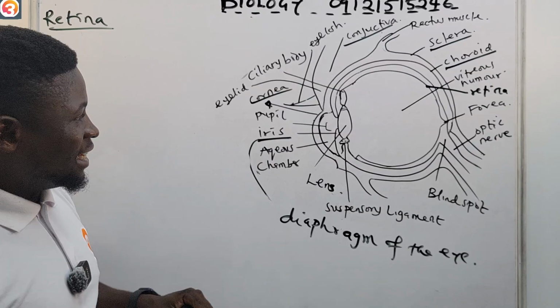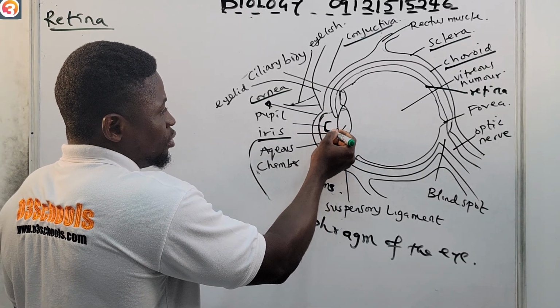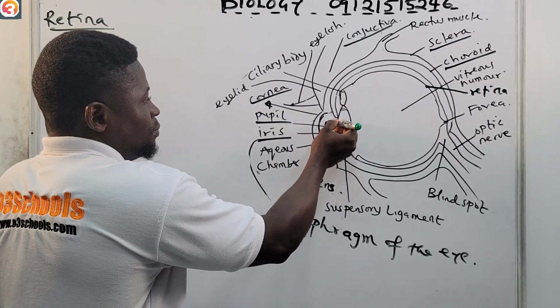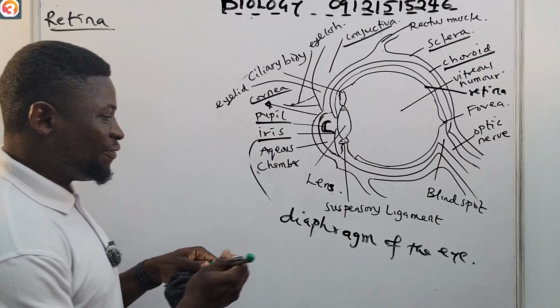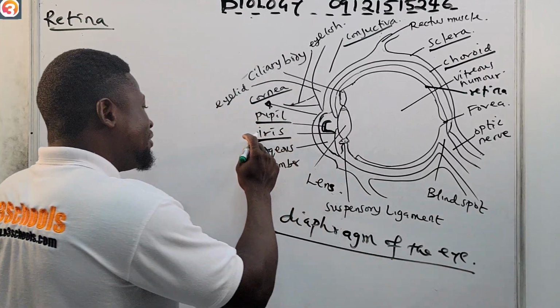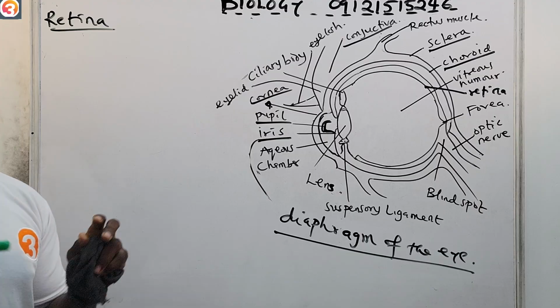Okay, and there is a space inside the iris that is called the pupil. Look at this space inside the iris, called the pupil. So the iris is the diaphragm of the eye. Please take note of that. It is very, very important.